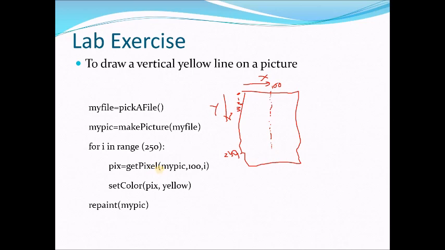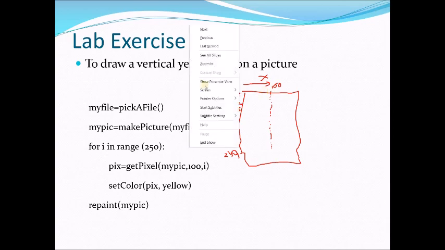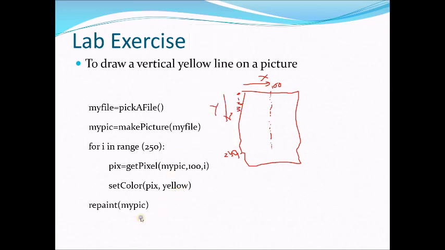Okay. So I select these pixels, and what I do with these pixels, I set their color to yellow. Clear? So like this, at the end, what will happen? It will draw a yellow line on the picture. Clear? So this is what I wanted to present in this part of the lecture.